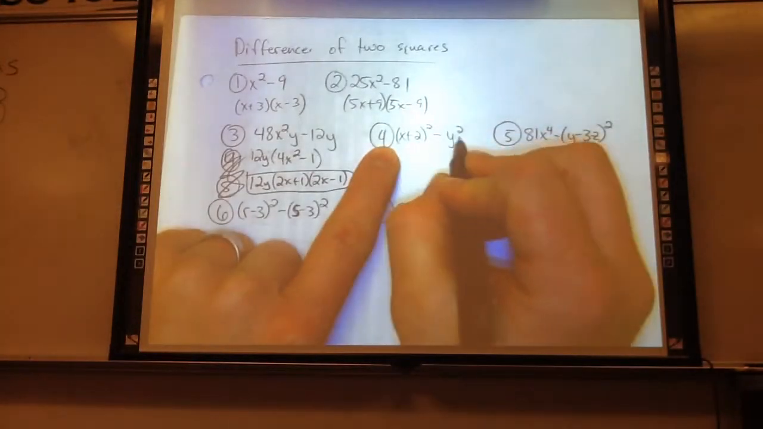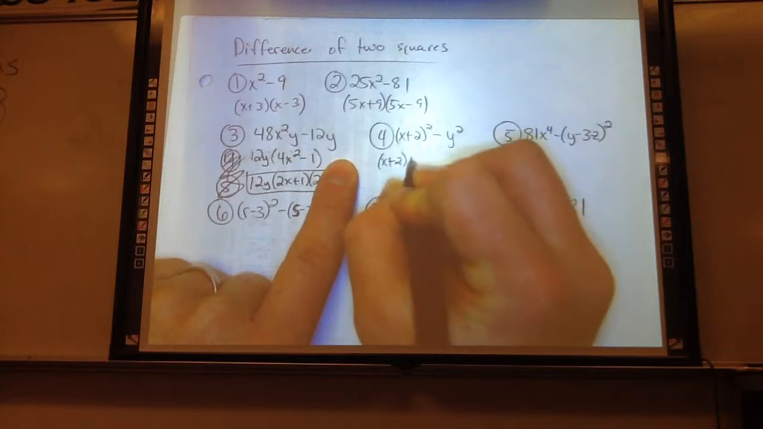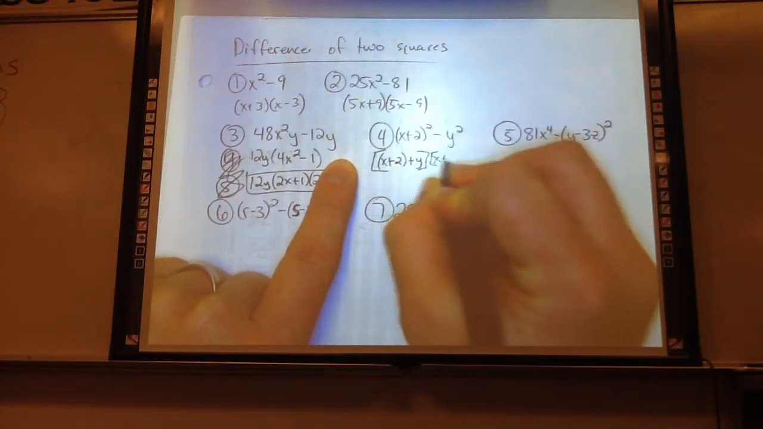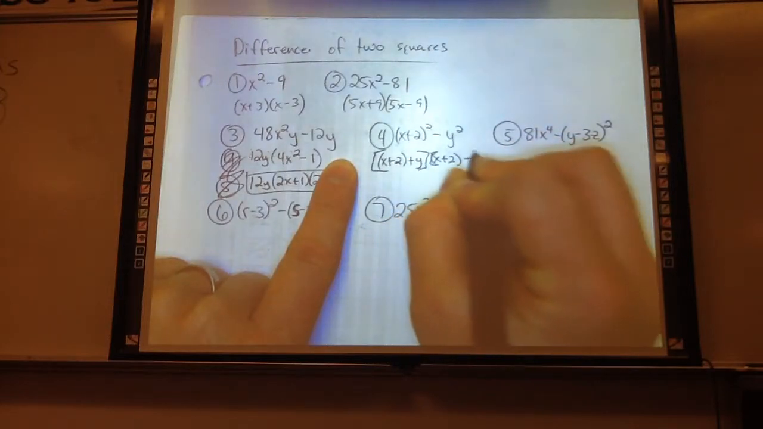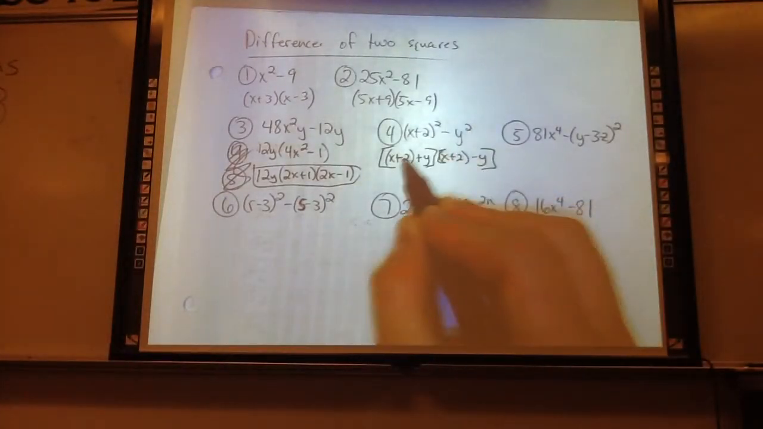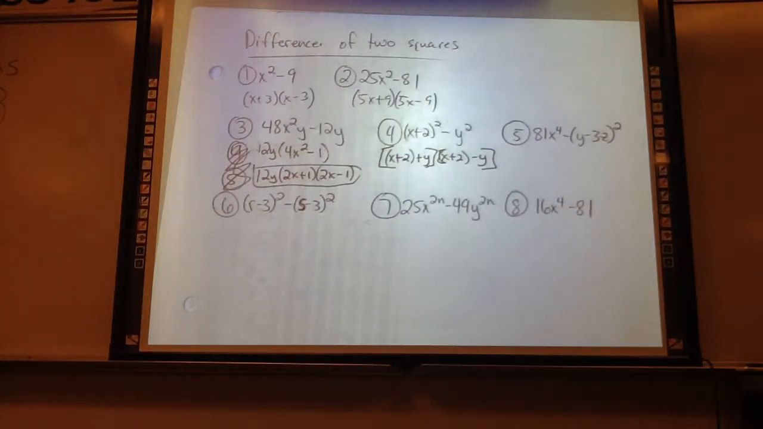This one, they're both squares, aren't they? So you just go x plus 2 plus y, and then x plus 2 minus y. Okay, so that's how you do it. That's it. That's a square, that's a square. Take the square root of each, put a plus, a minus, done. That's what the difference of 2 squares is.